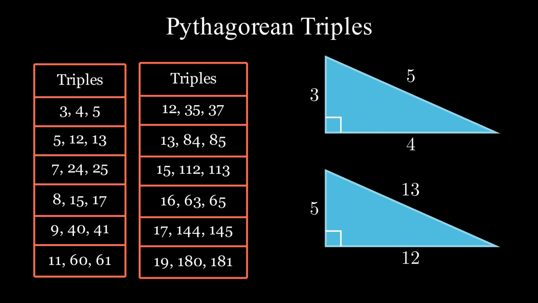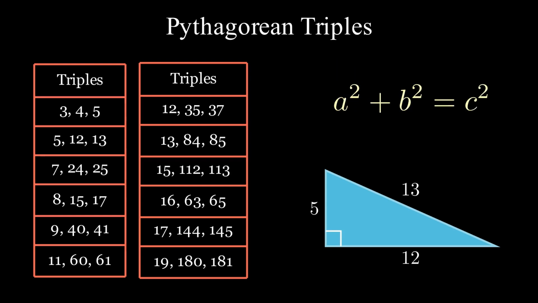These Pythagorean triples satisfy the equation A squared plus B squared equals C squared. This means that if the 3 lengths of a triangle are all part of a Pythagorean triple, you can be sure that it is a right-angled triangle. For example, a triangle with side lengths of 7, 24, and 25 is definitely a right-angled triangle, due to the fact that the set of numbers 7, 24, and 25 is a Pythagorean triple.